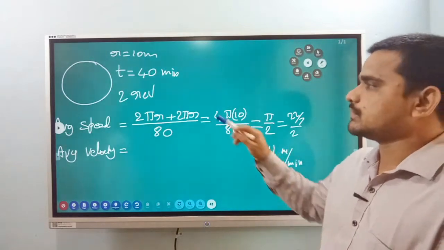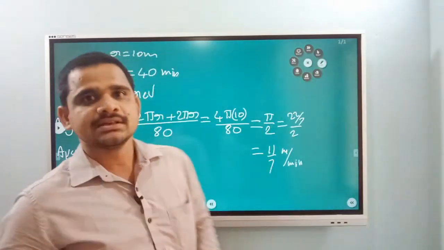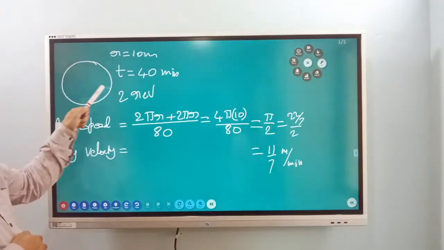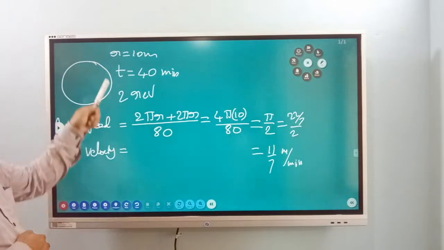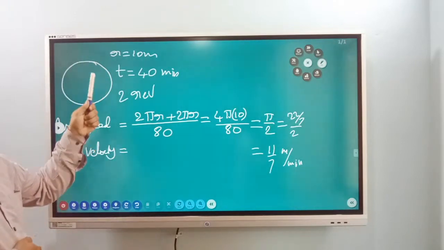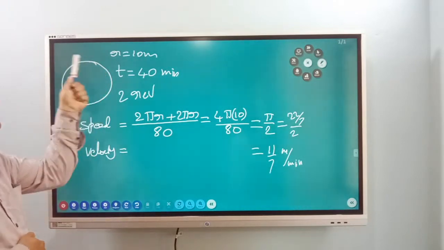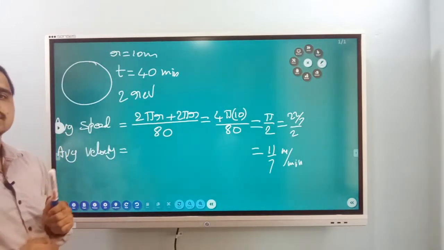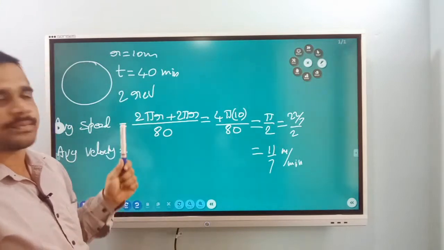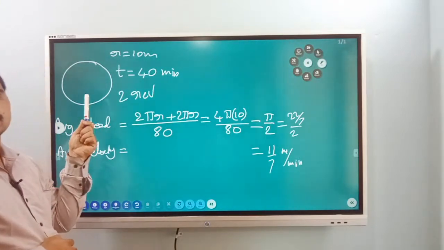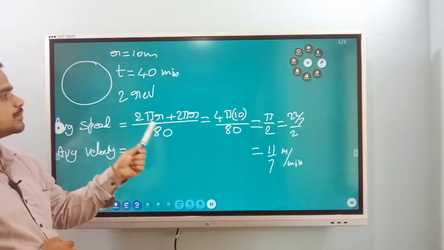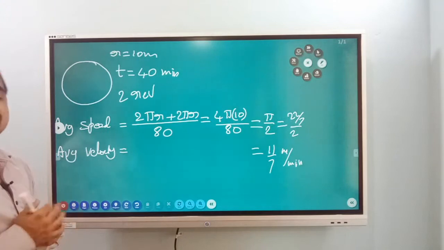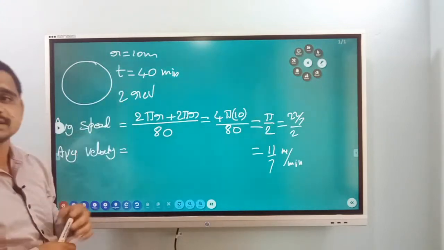For one rotation, I will tell you one more time. Let's listen carefully. Radius is 10 meters. Time taken is 40 minutes. He has completed 2 revolutions. What is the distance traveled? For one revolution it is 2 pi r, for two revolutions it is 2 pi r plus 2 pi r. So the total distance is 4 pi r. What is the total time taken? 40 minutes.